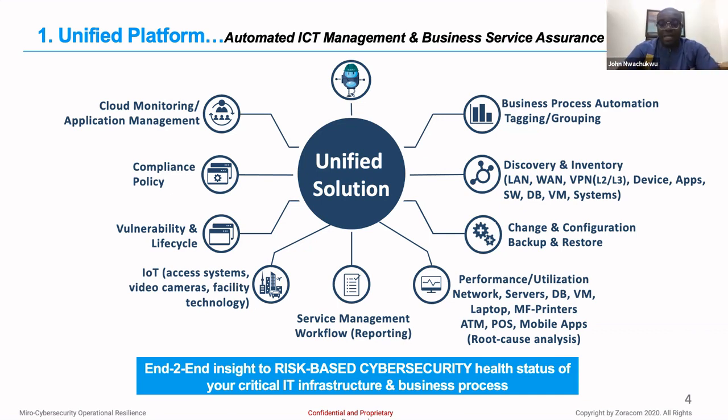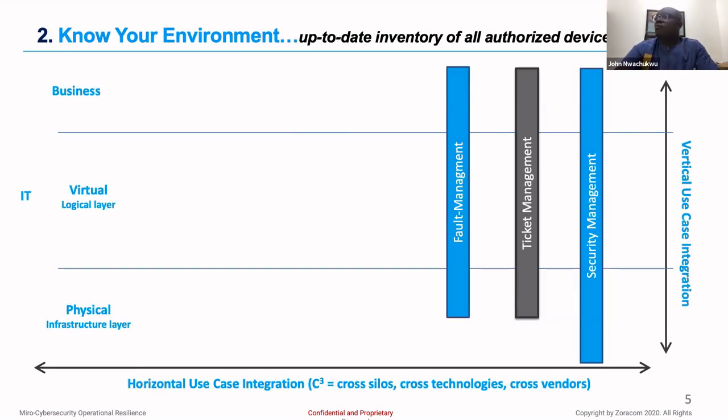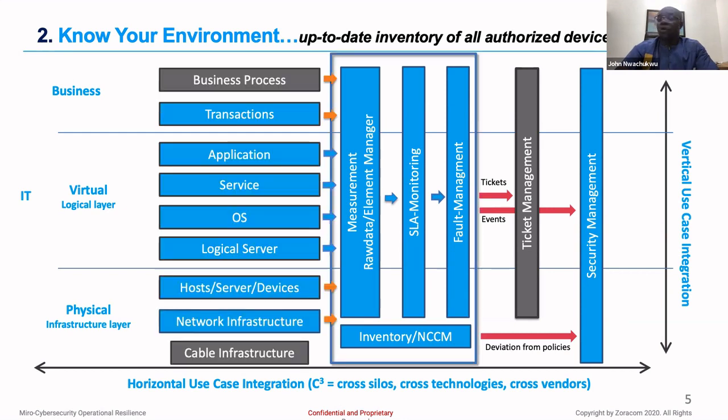So when we talk about a unified system, remember, you want to know your environment. What is your environment? Typically, there's what we call cross-silo, cross-technology, cross-vendor. Having an understanding of your environment will help you have an up-to-date inventory of all authorized devices, systems, and applications, even users in your environment. So you need your physical infrastructure layer, typically your host servers, your devices, your network, your cable infrastructure. Then you go to your virtual logical layer where you have your applications, your services, your operating systems, your logical servers. Then your business layer, where you have the business process and transactions. You need to be able to categorize the applications you are building or supporting by which layer of your network, system, and business they fall into.